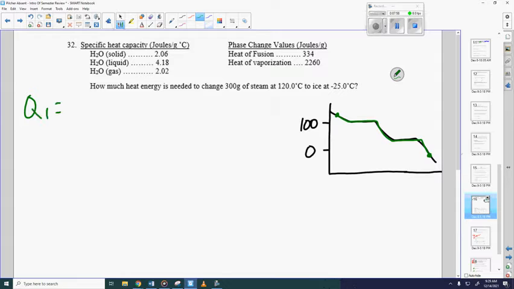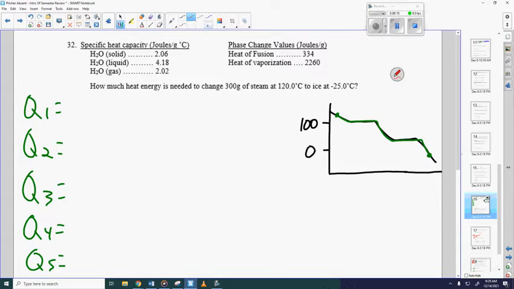Q1 equals, Q2 equals, Q3 equals, Q4, Q5. Okay? Now I know I have to calculate all those, so I'm going to go ahead and just set it up. All right. For this first part, we're going from here to here only. Is there a change in temperature? Yes, there is, so it's going to be Q equals MC delta T.